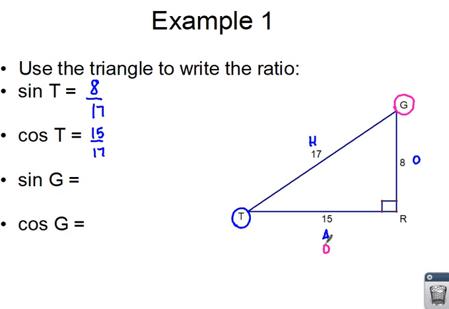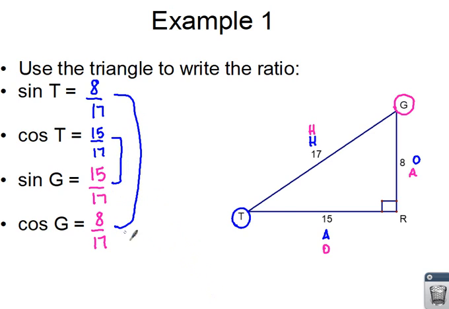Now, let's look at g. For g, this would be opposite, and this would be adjacent, and this would be hypotenuse. I'll put it in a different color so you can see the difference. So sine of g, we're going to do opposite, so that's 15 over the hypotenuse. And then cosine g, we're going to do adjacent, which is 8 over the hypotenuse. Now, look at what you see right now. You see that the sine of t and the cosine of g are the same, and the cosine of t and the sine of g are the same.